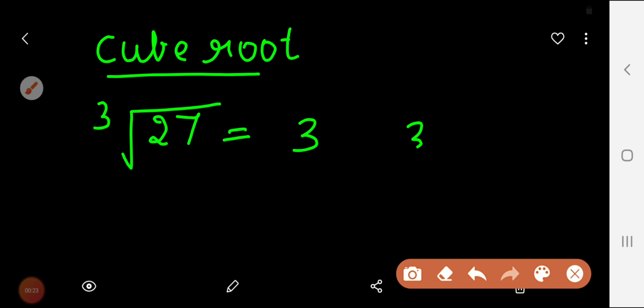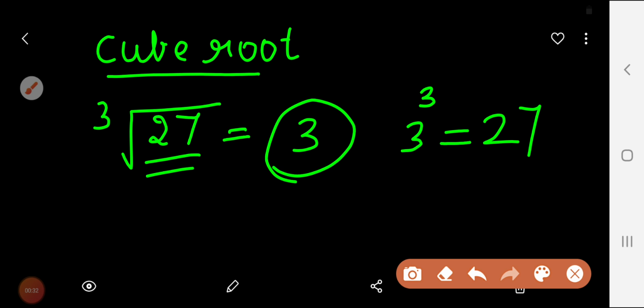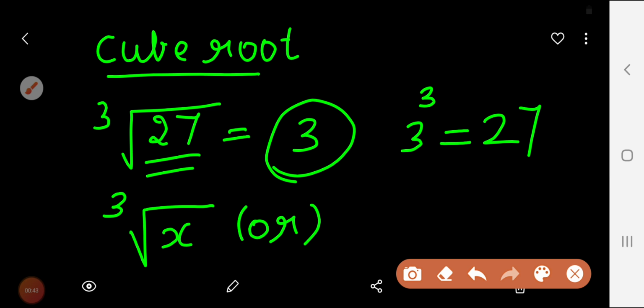Cube root of a number is the value that when we cube it will give the original number. For example, we will take 27. The cube root of 27 is 3, because when we raise 3 to the power 3 we get 27. So the cube root of 27 is 3. We will use the notation cube root of x, or we will denote it by x power 1 by 3.